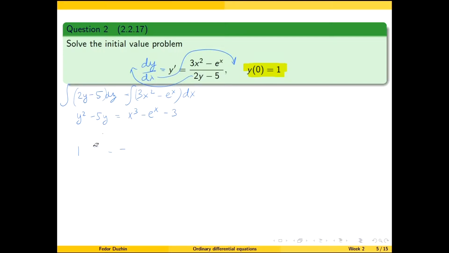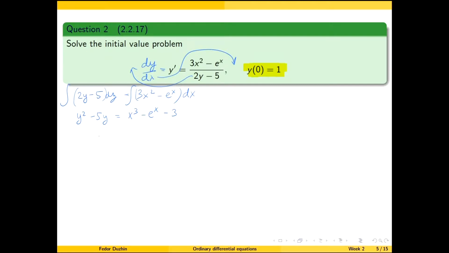So now we need to solve the initial value problem. To solve the initial value problem means that we should find an explicit form for the solution. In other words, we should solve for y, whenever possible, but here it is possible. Well, now we need to solve for y. So how do we solve for y?